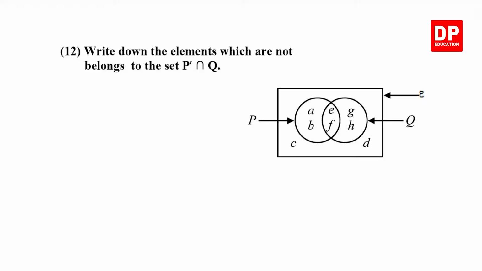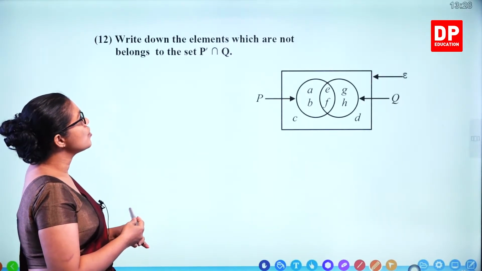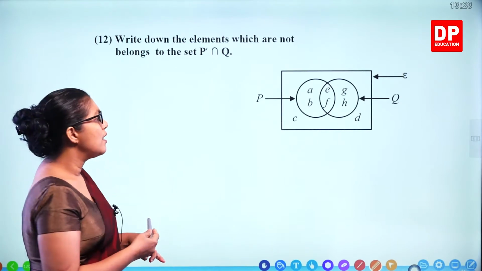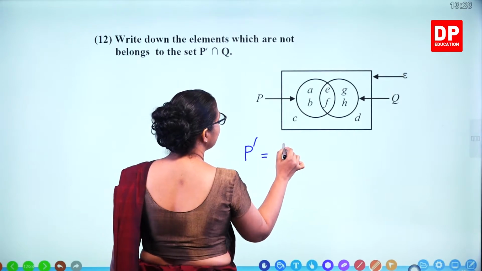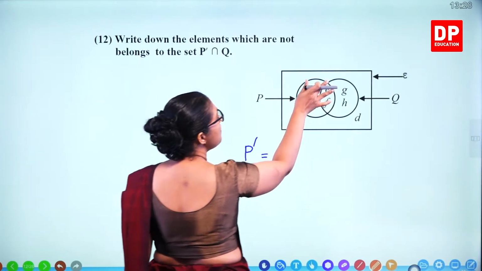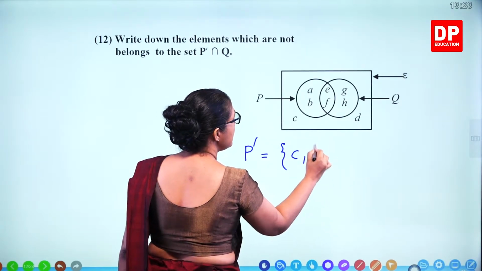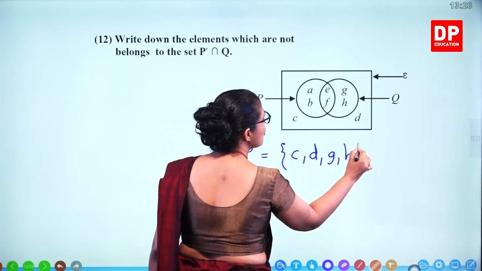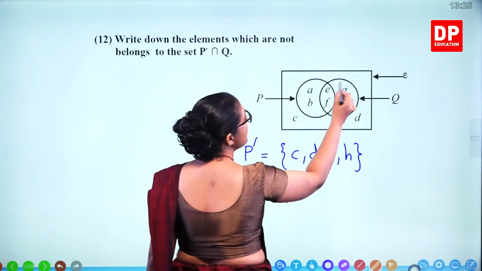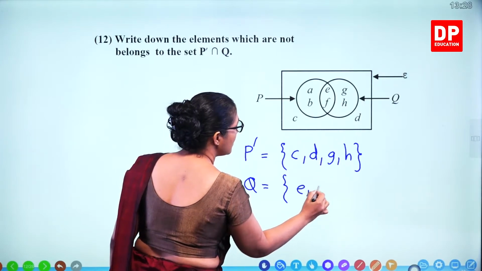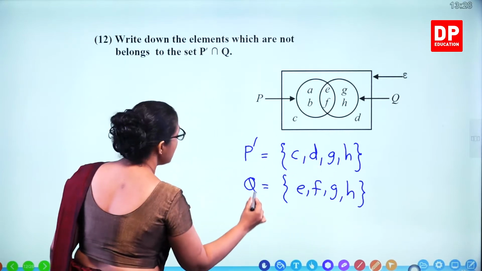Question number 12. Write down the elements which do not belong to the set P dash intersection Q. First we'll find out what is P dash. Outside P: G, H, C, D. C, D, G, H. What's Q? Inside Q: E, F, G, H.